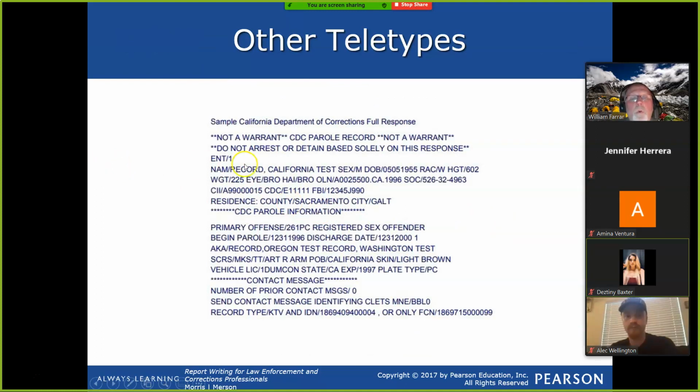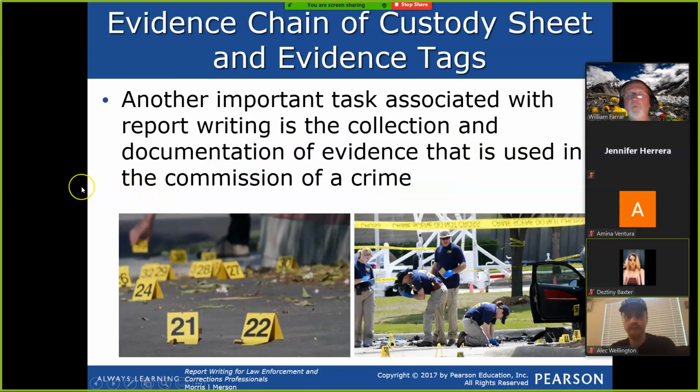We talked about this, this is Department of Corrections, same thing, if someone's been arrested before. So those are just some teletype things that you can see, but that's why, again, the accuracy in the data is important. It's also important when we talk about booking evidence, and that we know the forms, and we'll look at a couple of them in a minute.